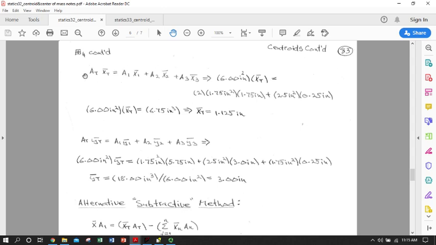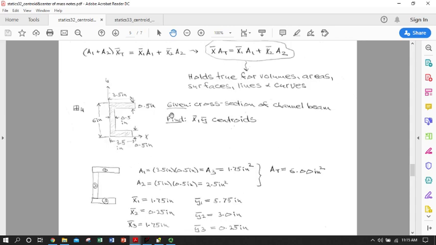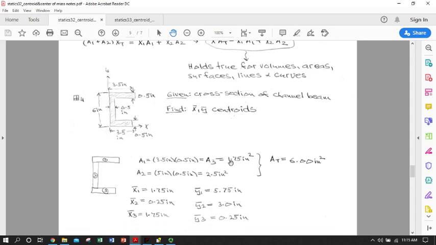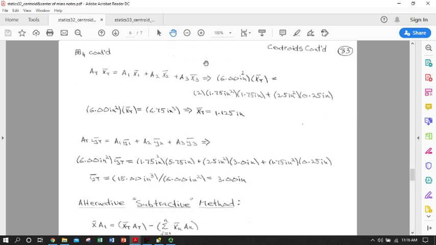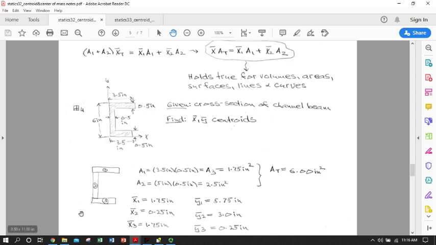So our total area, which is 6 square inches, times our x centroid, whatever it may be, is going to be the sum of the total areas of each of those parts. So we'll have the 1.75 inches times 1.75 x centroid for parts 1 and 3, and then 2.5 inches times 0.25 for part 2. Add them all up, divide by 6 inches, and I get my x centroid for the whole channel at 1 1/8 inch.